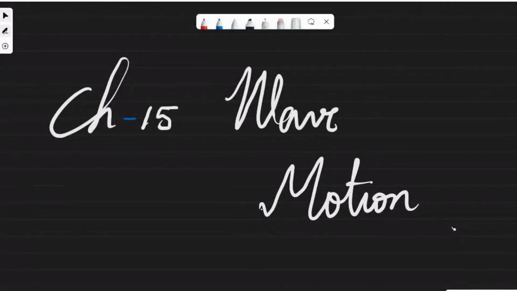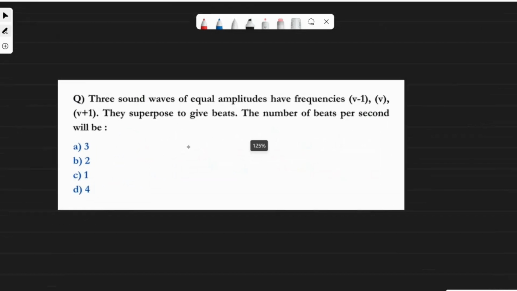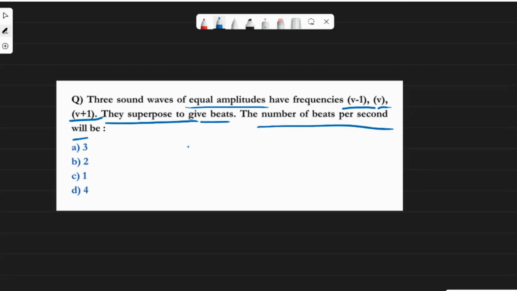So today we have a question from chapter 15, wave motion. The question is: three sound waves of equal amplitudes have frequencies v minus 1, v and v plus 1. They superimpose to give beats. The number of beats produced per second will be? So they're asking delta f will be equal to what? They have given us options 3, 2, 1, 4.